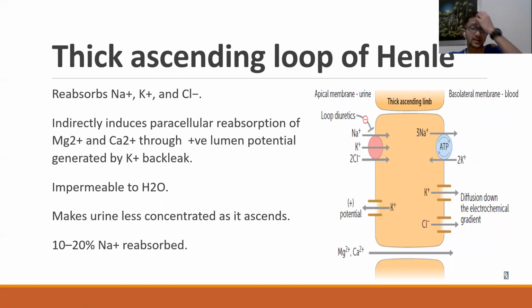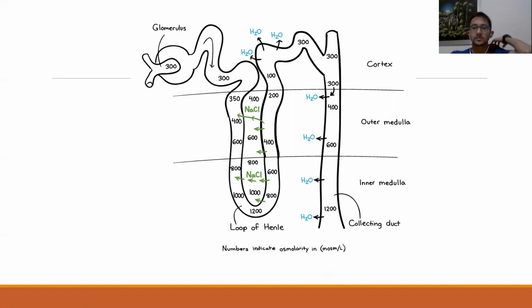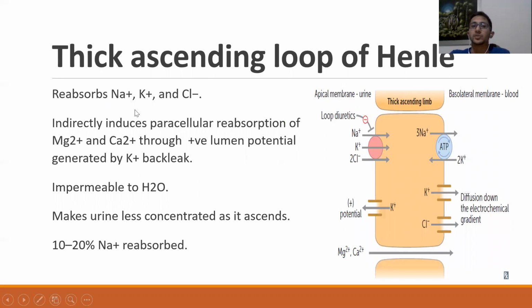If we move on now to the thick ascending loop of Henle, as you can see, over here there is reabsorption of sodium, potassium, and chloride. Right? So we have this ion channel over here. Sorry, I need some more water. All right, so you have an ion channel here that is reabsorbing sodium, potassium, and chloride.